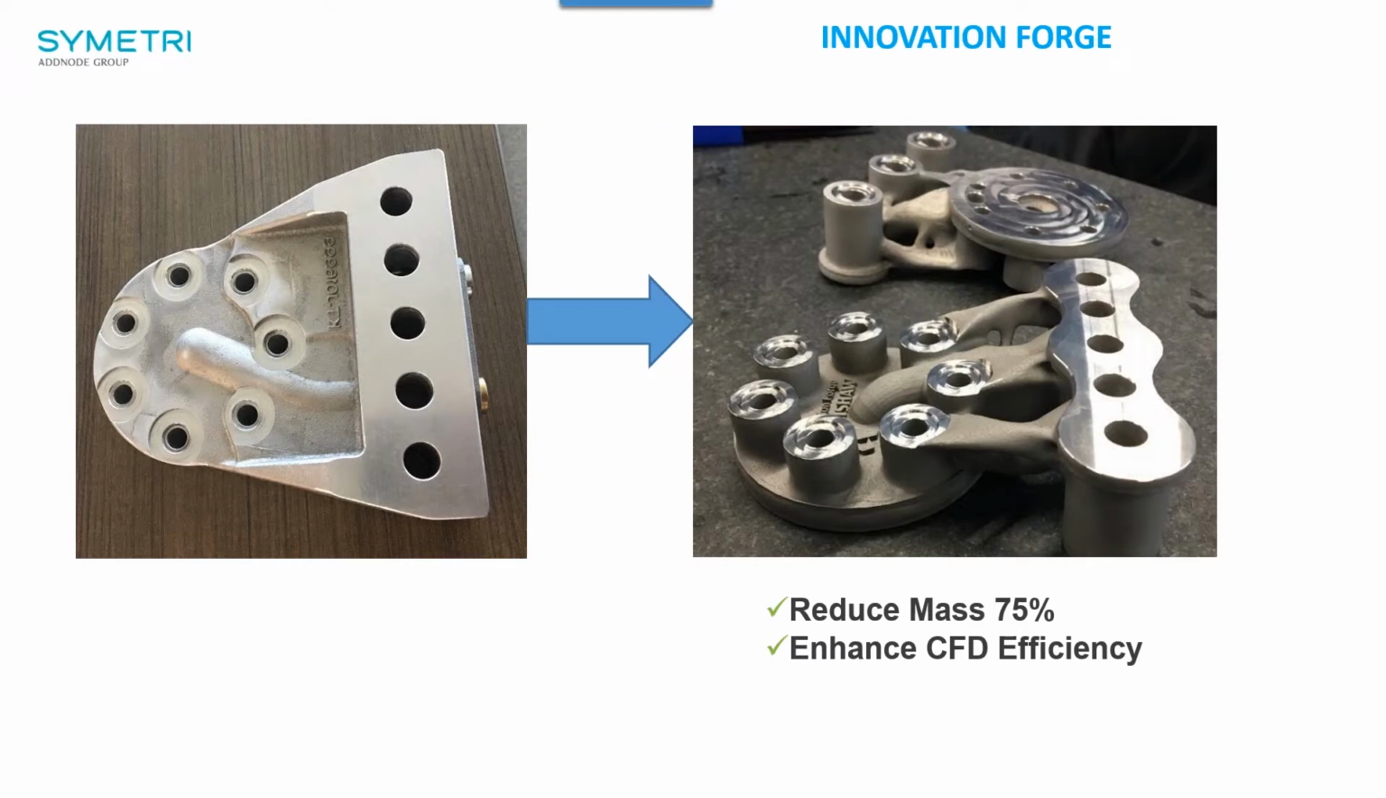This is basically a manifold from a customer called Innovation Forge. You may have seen this, and what you see on the left hand side is the original design, and on the right is the optimized design with enhanced efficiency and a reduced mass of 75%. Obviously, generative design assumes everybody's interested in design, but I'll go through some more examples, and you'll see that it's not necessarily about weight. It could be simplifying assemblies.